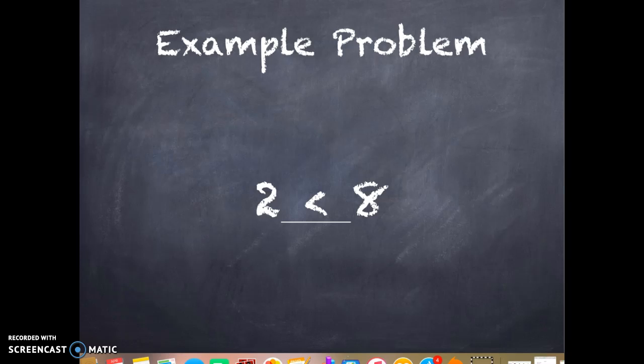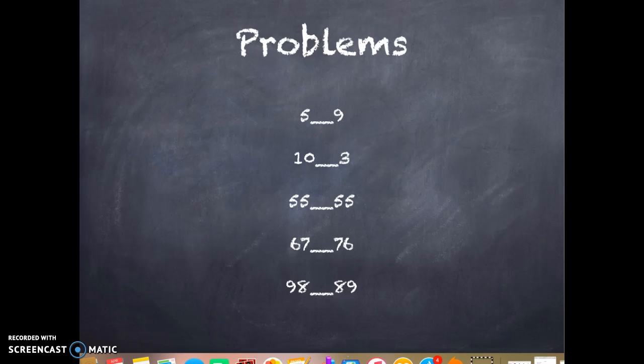Okay, let's begin. There are 5 problems on the board, but let's begin with the first one. We have a 5 over here and a 9 over here. Which way do you think the alligator is going to go? Should it go towards the 5, so the mouth should be facing this way? Or should it be going to the 9? Write down what you think should happen on your whiteboard, and I will tell you when to flip it up.